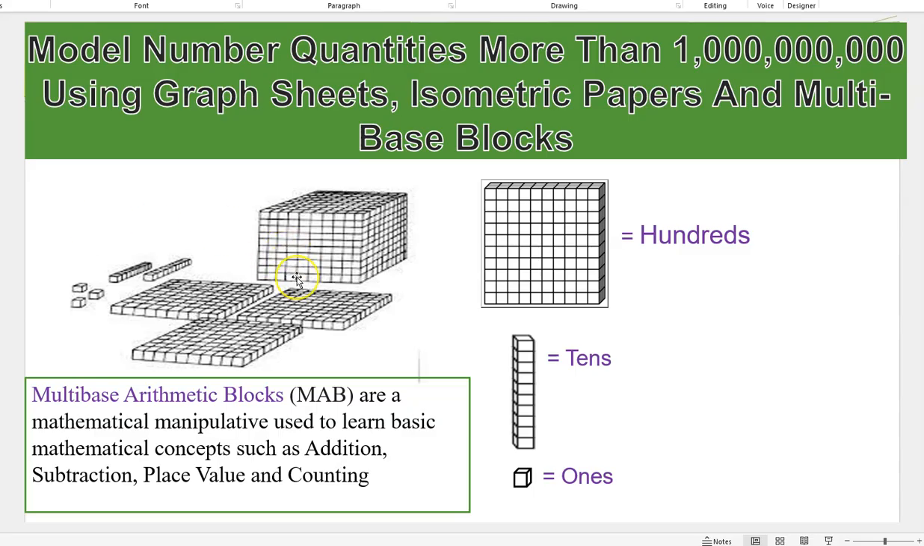This is what we call the multi-base arithmetic block. Multi-base arithmetic blocks are mathematical manipulatives used to learn basic mathematical concepts such as addition, subtraction, place value, and counting. This represents hundreds, that represents tens, and that represents ones.